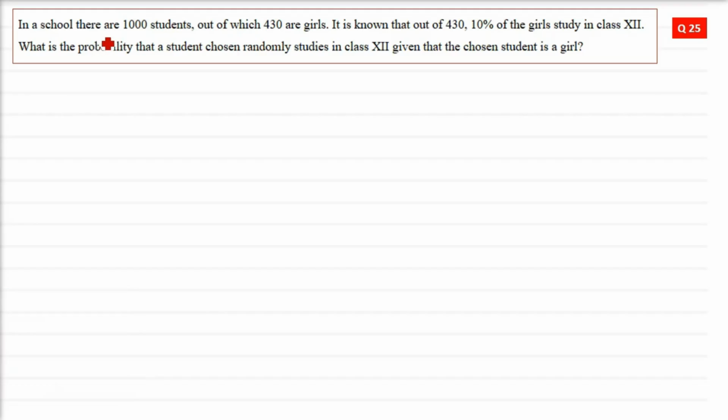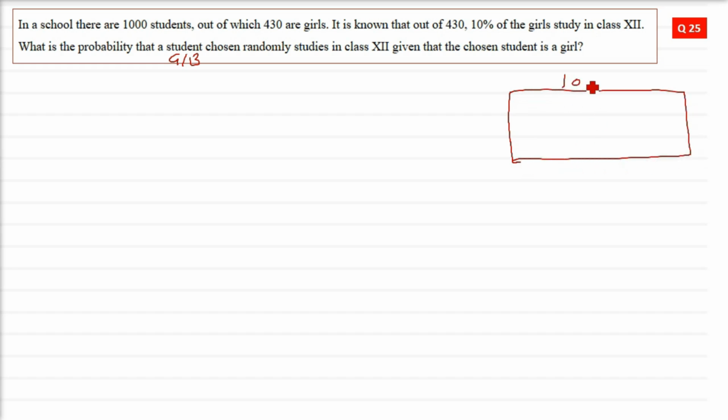In a school, there are 1000 students, out of which 430 are girls. If it is known that out of 430, 10% of the girls study in class 12th, what is the probability that a student chosen randomly studies in class 12? So random, it can be a girl, it can be a boy. So what is the probability that the student chosen randomly studies in class 12, given that the chosen student is a girl? So before we go ahead, let's diagrammatically understand what is the scenario in front of us.